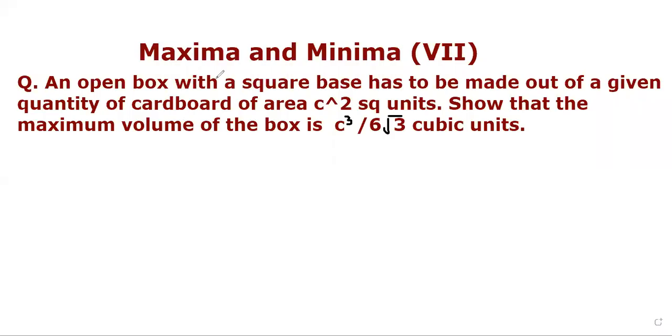Maxima and Minima, Part 7. An open box with a square base has to be made out of a given quantity of cardboard of area C square units, so that the maximum volume of the box is C cube divided by 6 root 3 cubic units.